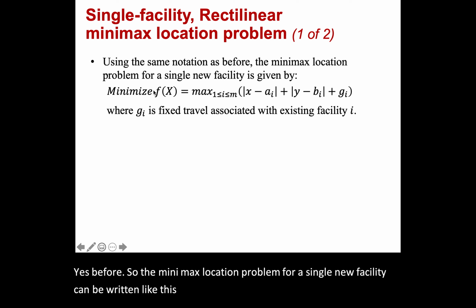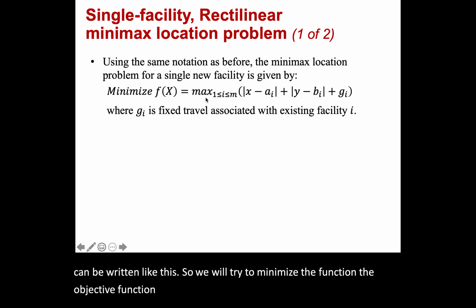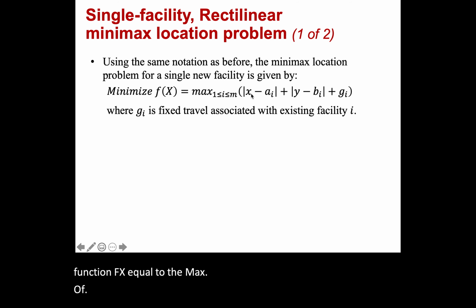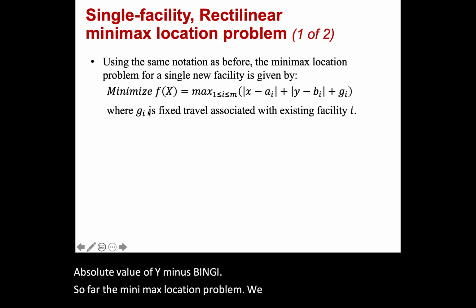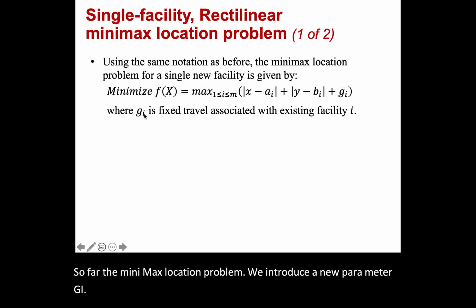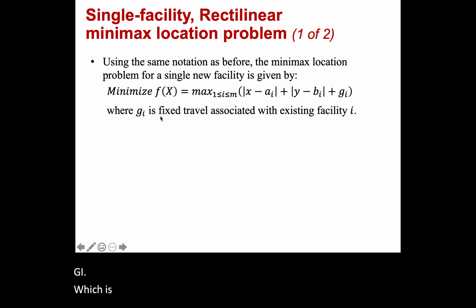So we will try to minimize the objective function f(x) equal to the max of the sum of the absolute value of x minus ai, the absolute value of y minus bi, and gi. So for the minimax location problem, we introduce a new parameter gi, which is the fixed travel associated with existing facility i.